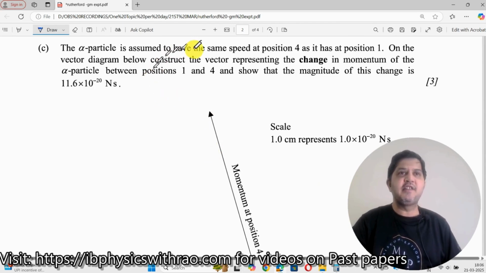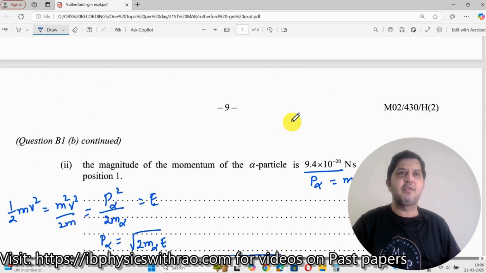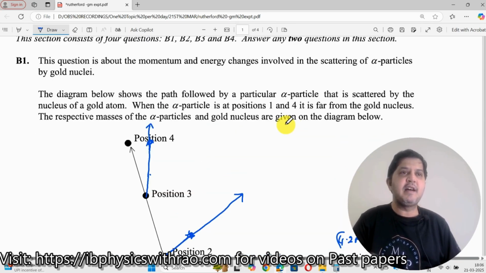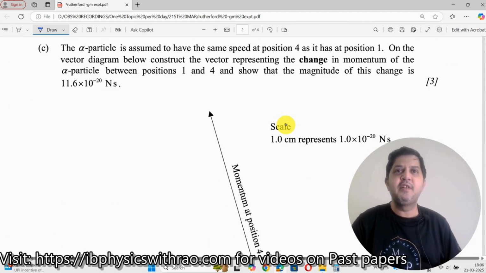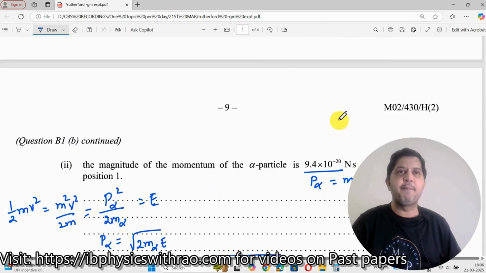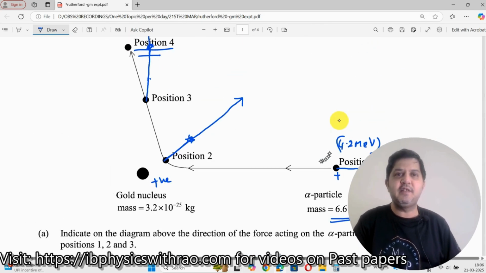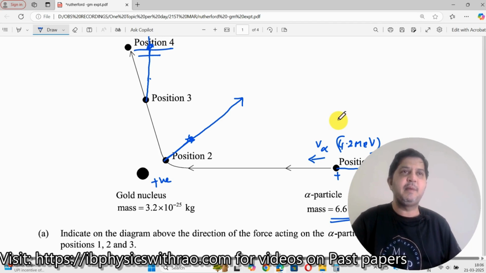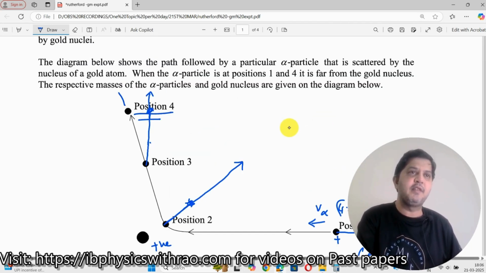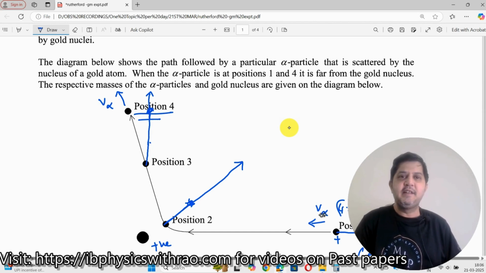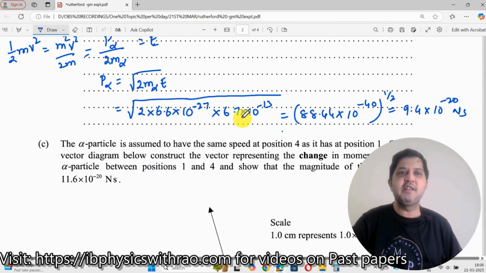The alpha particle is assumed to have the same speed at position 4. What is position 4 here? Farther away at this position also, it is having the same speed as it has at position 1. So whatever speed it was here, let's say V alpha, the same speed is also seen to be present at position 4. This is your V alpha once again. I have written the V alpha direction and also the values here. I do not know what this value V alpha is. I have just written it like this. Then what's the next question?